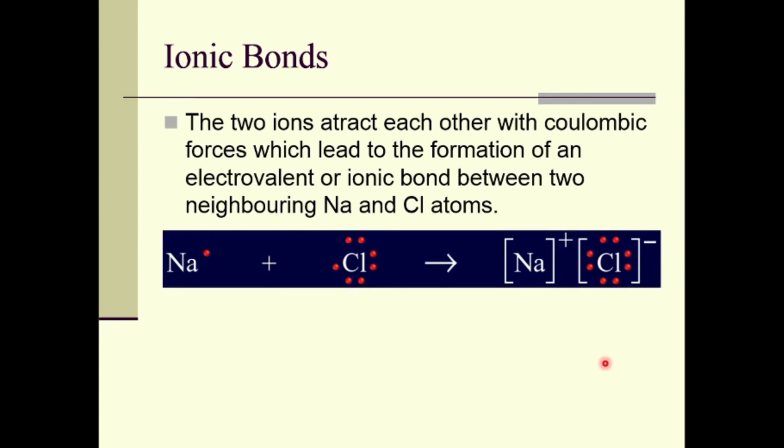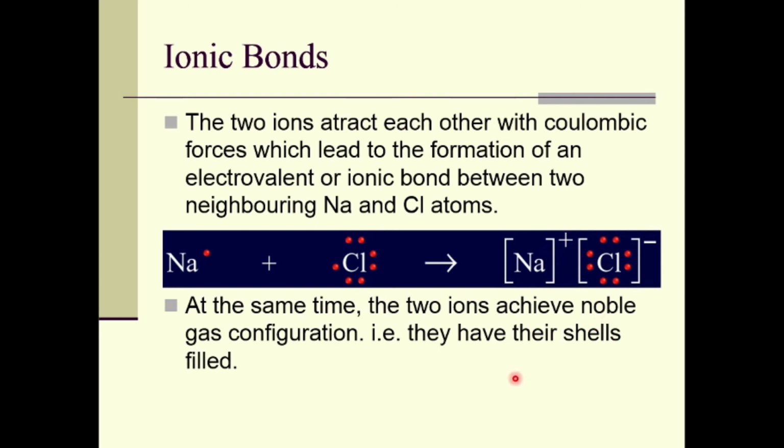The two ions attract each other with Coulombic forces, which lead to the formation of an electrovalent or ionic bond between the two neighboring Na and Cl atoms, right. So when the Na atom and Cl atom come closer, the sodium ion will form and the chloride ion will form, and they will be attracted by a strong force. It is because one electron is completely transferred from sodium to chlorine, right.